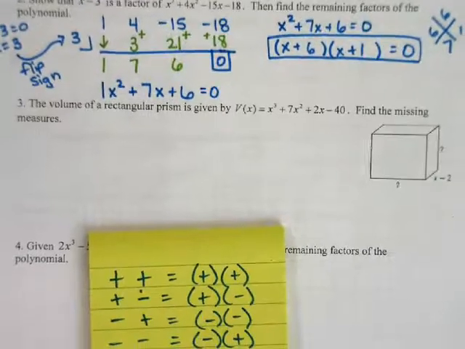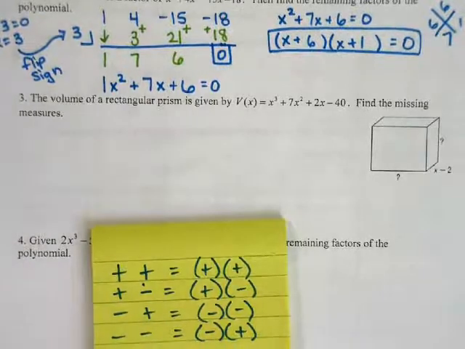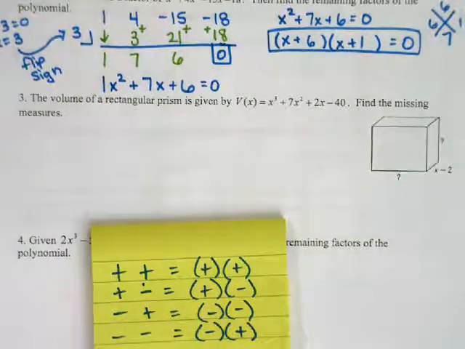Okay, number 3 says the volume of a rectangular prism is given by x cubed plus 7x squared plus 2x minus 40. Find the missing measures. So you have to use the picture. What factor did they give us? X minus 2, right?